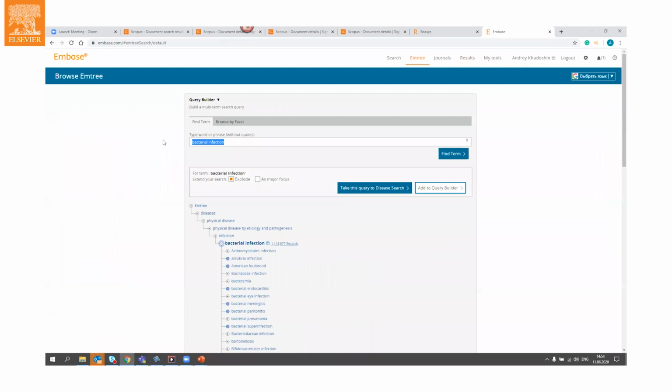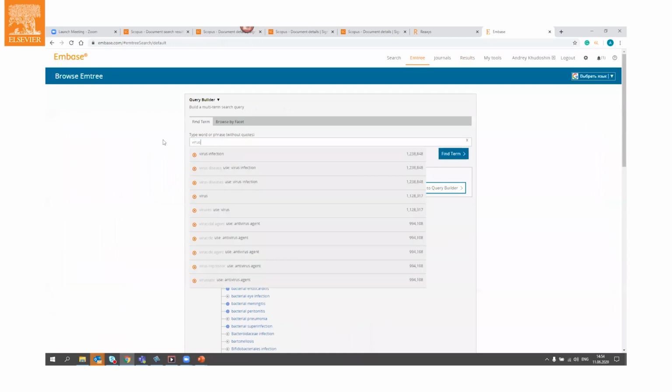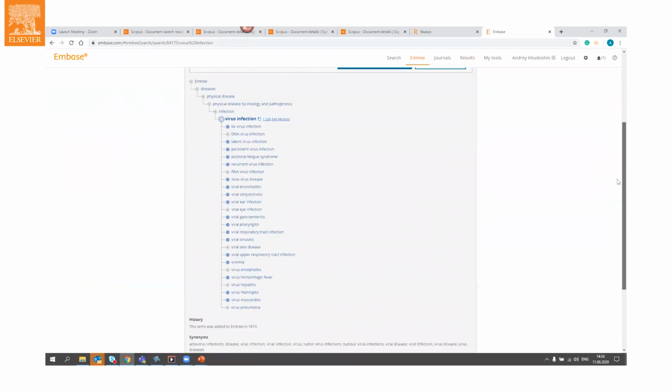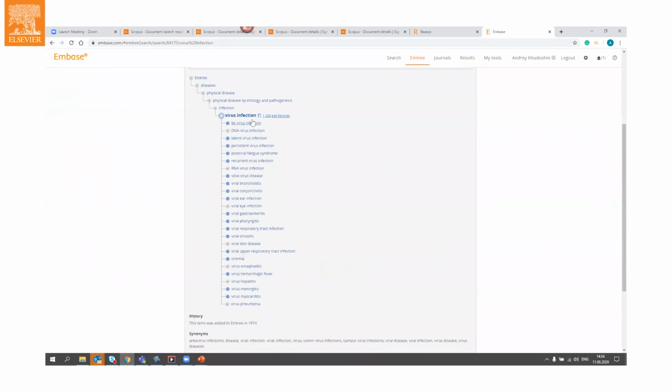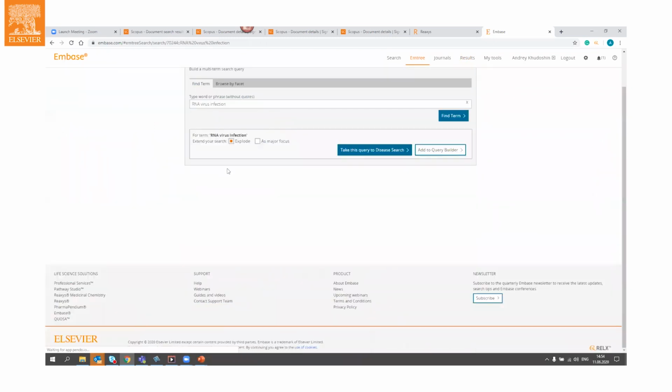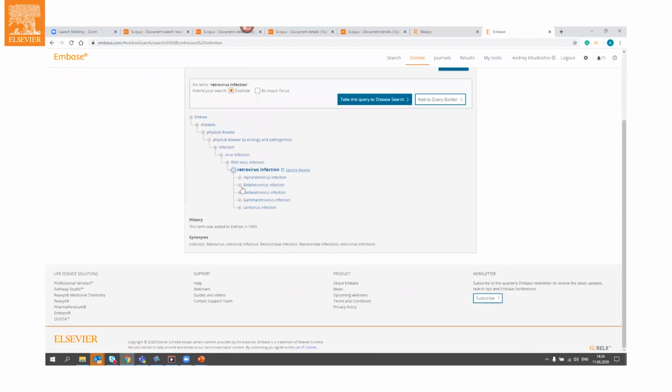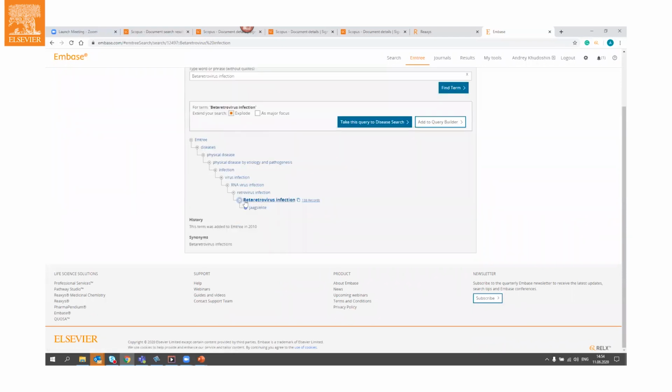The same you can see and find with viruses. So virus infection, there are a lot of subtypes. We can go to RNA virus and go deeper and try to find what is relevant for you.